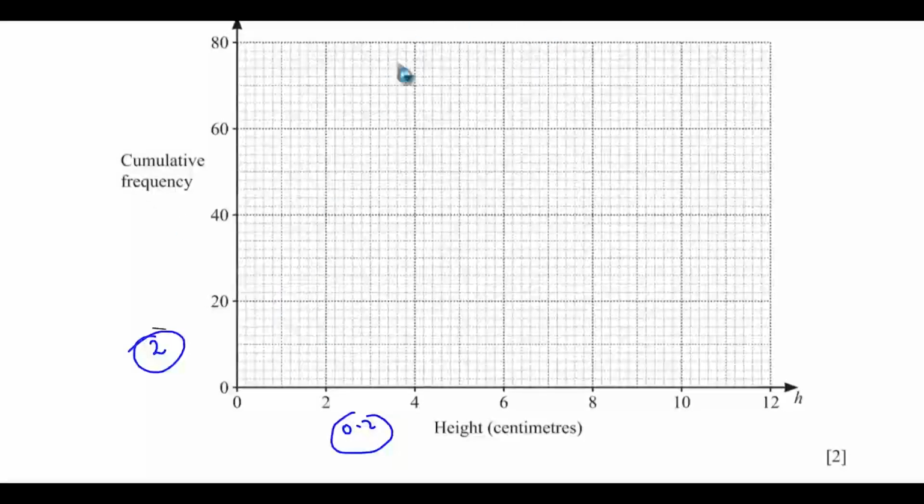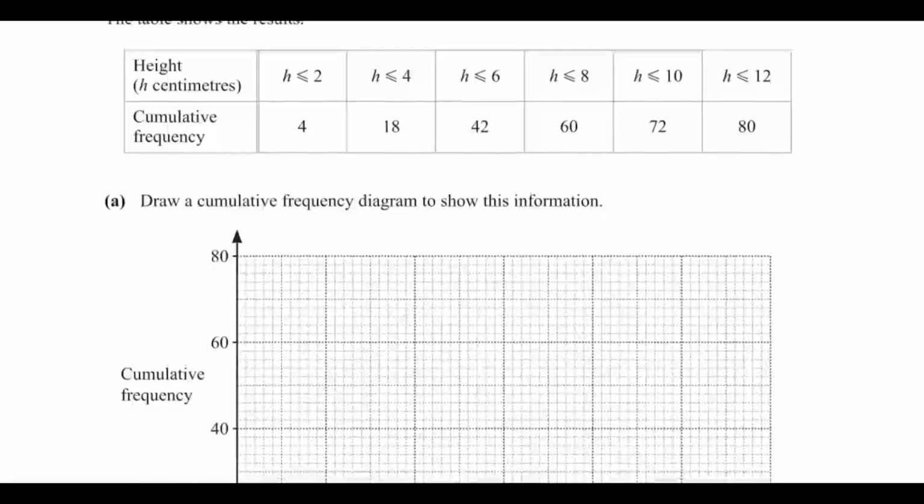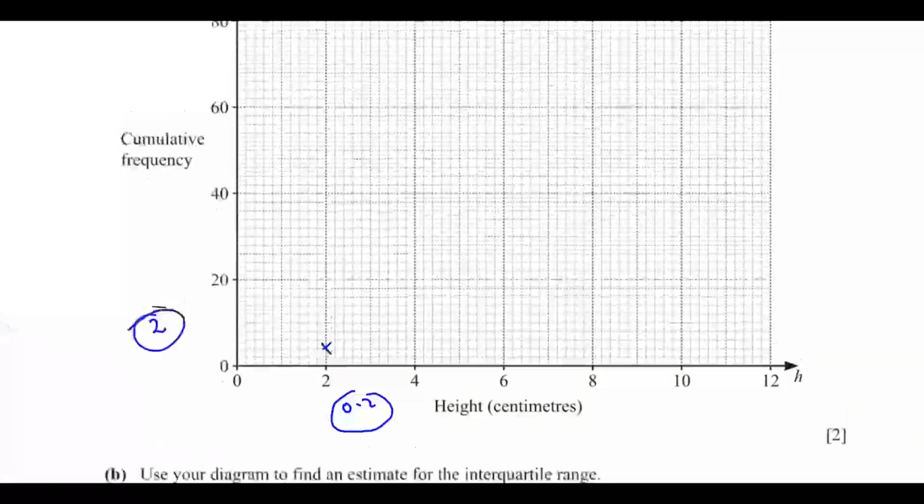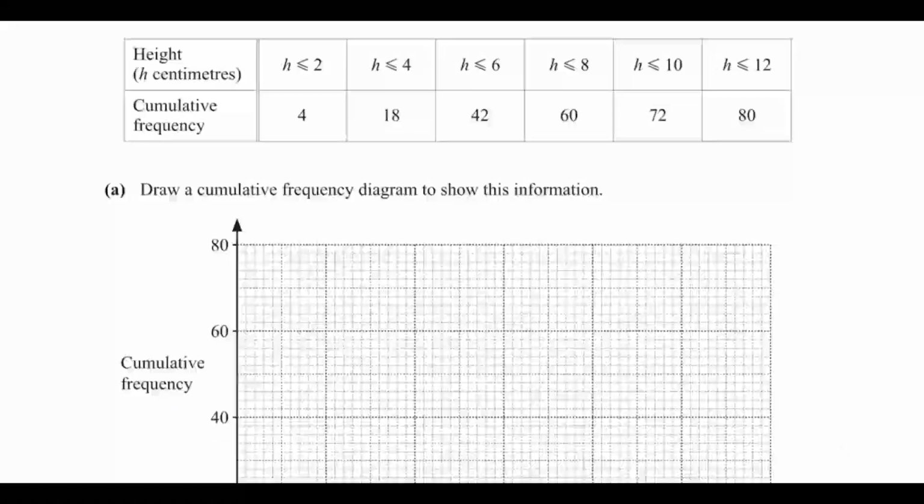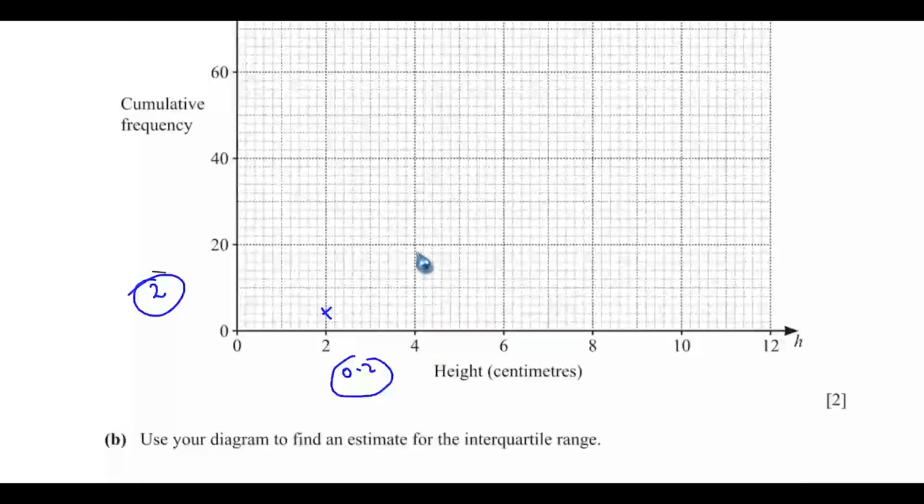I think when x equals 2, the height equals 2 and the cumulative frequency is 4. So that will be 2, 4. So you have a point here. Okay, then there's another one. That is 4 against 18. 4 against 18 to be here.